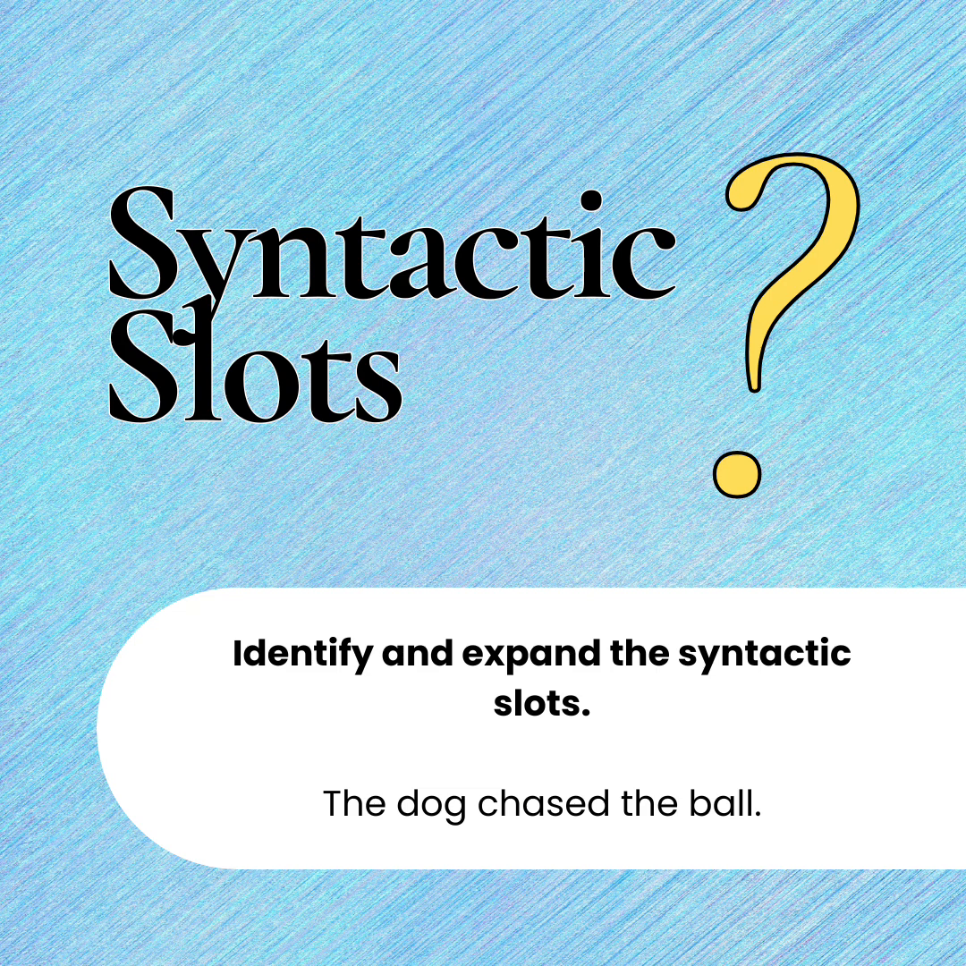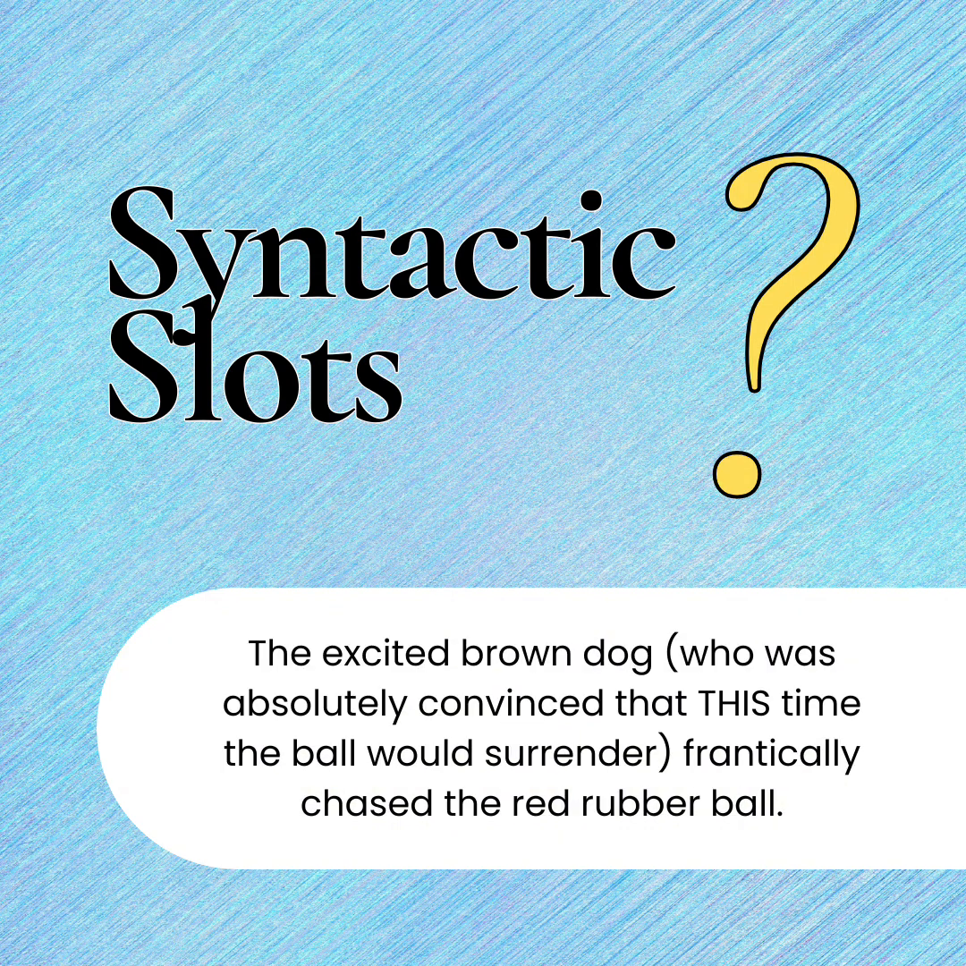One of my most favorite ways to expand a syntactic slot is with interiority. Check out the next sentence that I show you and see if you can identify what the interiority is in that sentence. So here we go. The excited brown dog, who was absolutely convinced that this time the ball would surrender, frantically chased the red rubber ball.